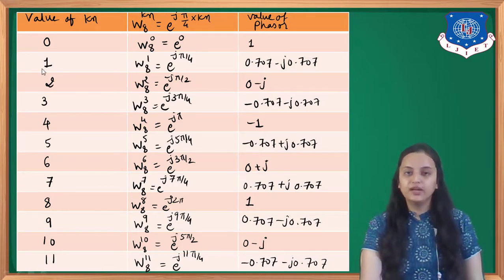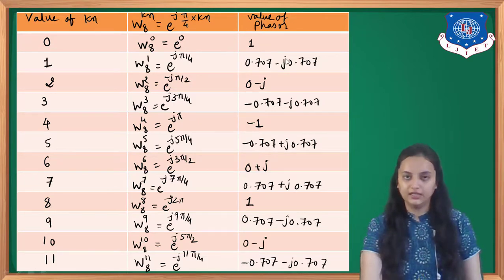Now for the next value, when we take value of kn as 1, it will become W8 raised to 1, which will become e raised to minus j pi by 4. Now e raised to minus j theta equals cos theta minus j sin theta. That will become cos pi by 4 minus j sin pi by 4. Cos pi by 4 is 1 by root 2, similarly sin pi by 4 is also 1 by root 2, that means 0.707. So here 0.707 minus j 0.707, because this formula is e raised to minus j theta equals cos theta minus j sin theta.